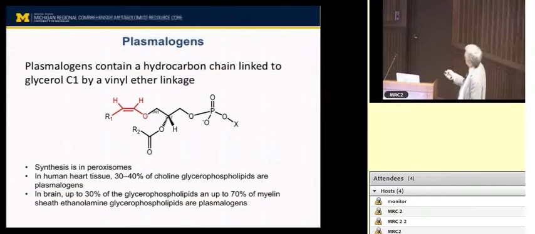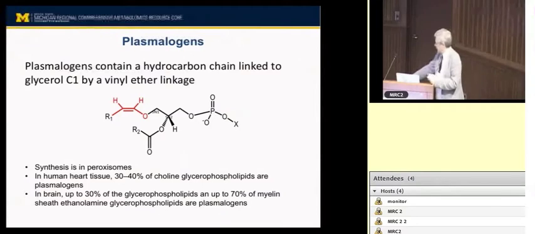In human heart tissue, 30 to 40% of the choline glycerol lipids are actually plasmalogens. In the brain, about 30% of them, and up to 70% of myelin sheath ethanolamine glycerol phospholipids, are of this form. So they're used in specific tissues in specific ways, and you can actually measure these as distinct entities. Again, depending upon the number of double bonds in the side chains, they can have different functions and different physiochemical properties.